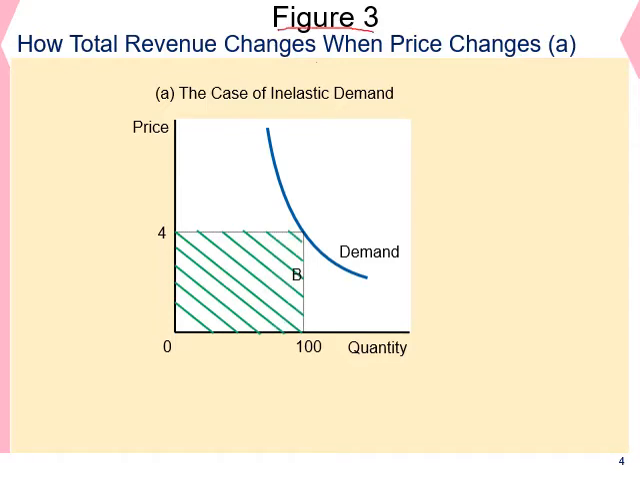Figure number 3 displays how total revenue changes when price changes. Panel A talks about the case of inelastic demand. We can see that when the price is $4, the quantity demanded is 100 units. So total revenue will be 4 times 100, which is $400. That's the area of the box.